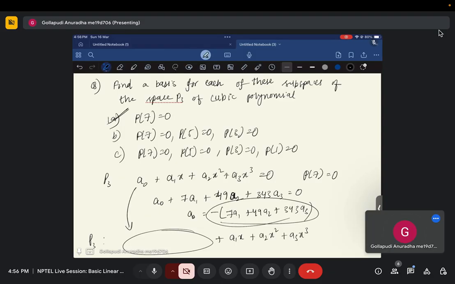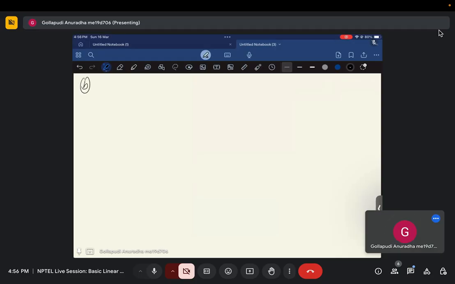So a1 I can take in common, and it will be (x − 7), and a2 I can write as (x² − 49), and a3 I can write as (x³ − 343). So this will be the basis. Dimension is 3. Okay, now for P(7) = 0, P(5) = 0, and P(3) = 0.